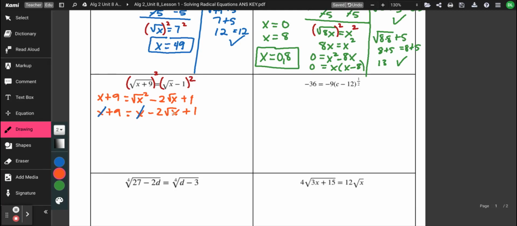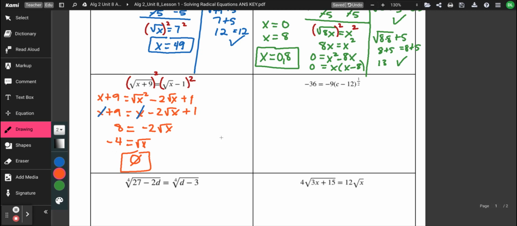And then we're going to isolate this minus 2 square root of x. So we're going to subtract 1. So we get 8 equals negative 2 square root of x, and then we have to divide both sides by negative 2. So I get the square root of x equals a negative 4, which we know is not possible. So this would end up being no solution.